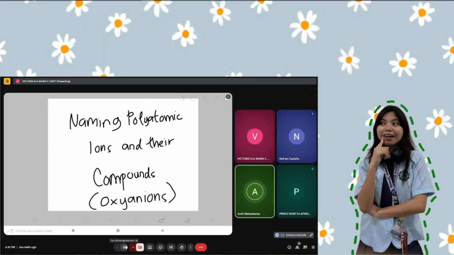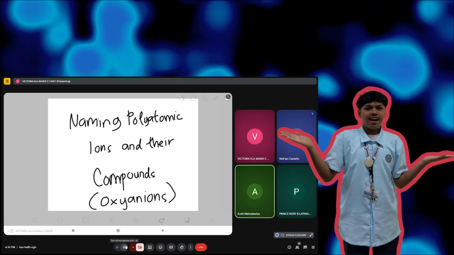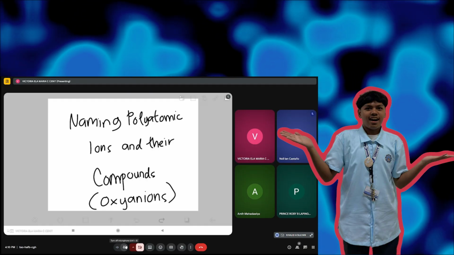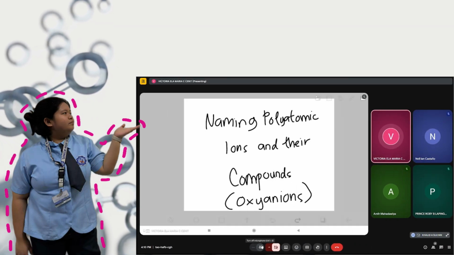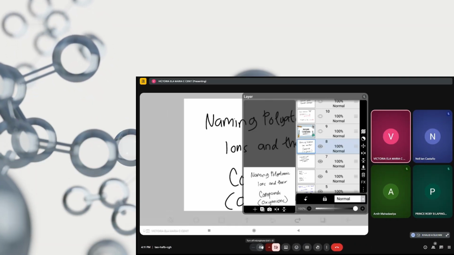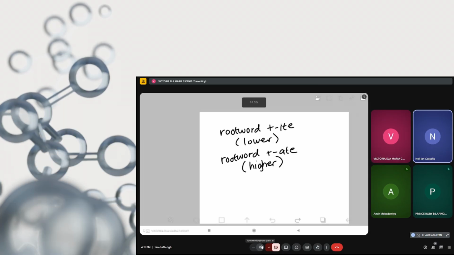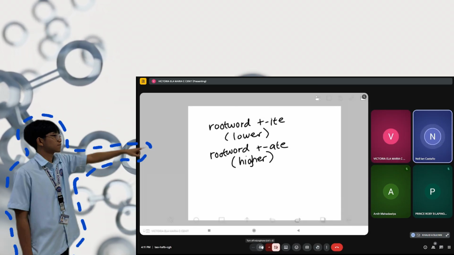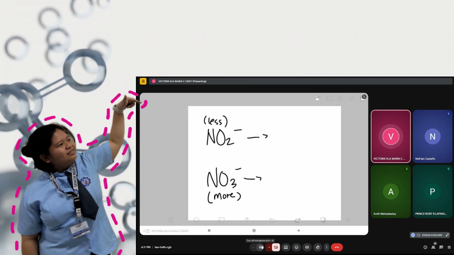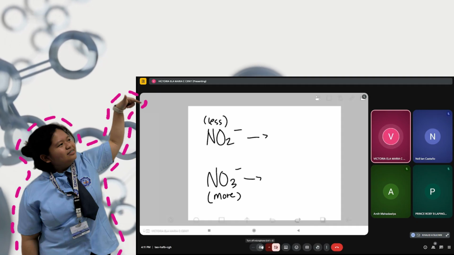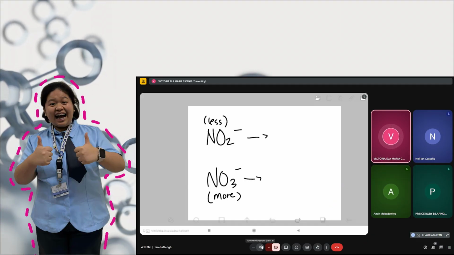Okay, we already learned about simple ions with ide. Now let's move on to polyatomic ions. Those are ions made of more than one atom, right? Exactly. Most polyatomic ions are oxyanions: oxygen plus another element. Their names usually end in ite or ate. Let me guess. Ite means fewer oxygens and ate means more oxygens. Correct. For example, NO2 negative is nitrite, which has less oxygen, while NO3 negative is nitrate, which has more oxygen.